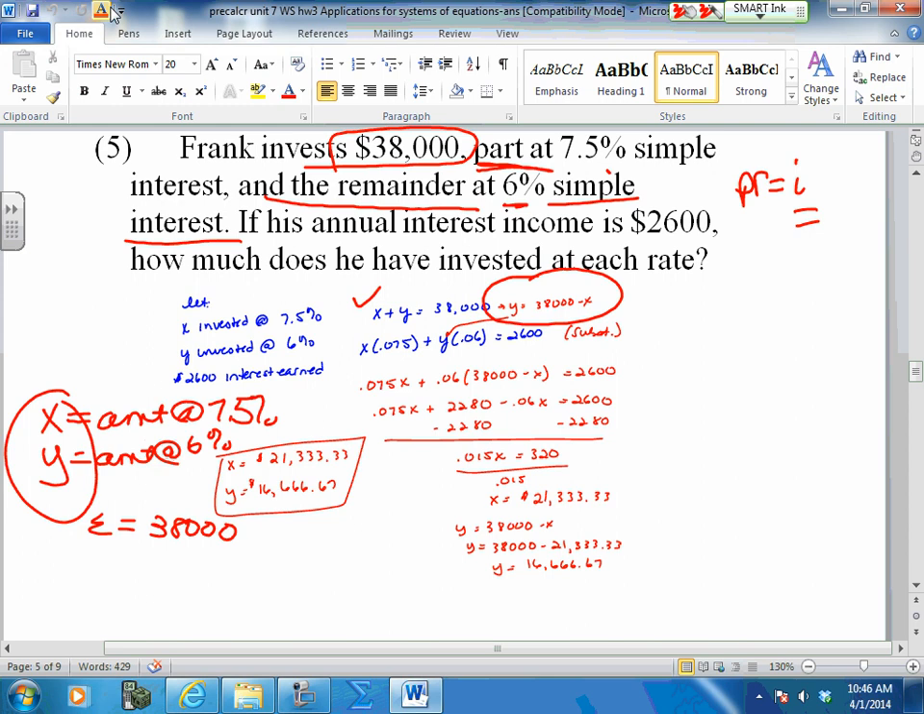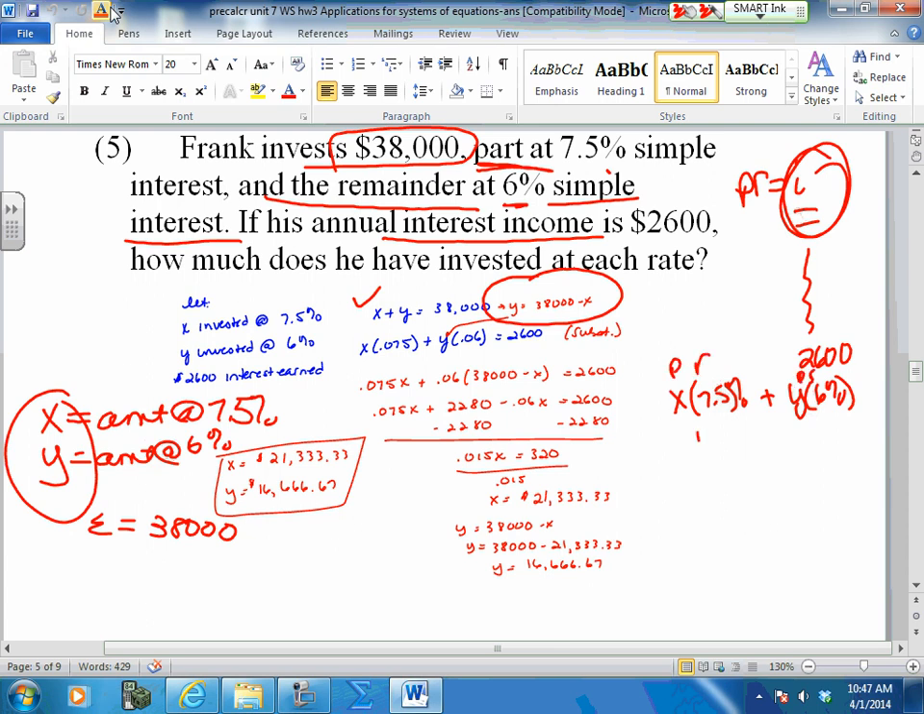Here's the hard one. If his annual interest income, all these interests total up to this, 2,600. How much has he invested? All the interest. So all the principal times rates. So I take his X amount at 7.5%. I'm just putting it out like this right now. I take his Y amount at 6%. This is my principal times rate. It's going to give me interest. I'm going to add all my interest up to 2,600.